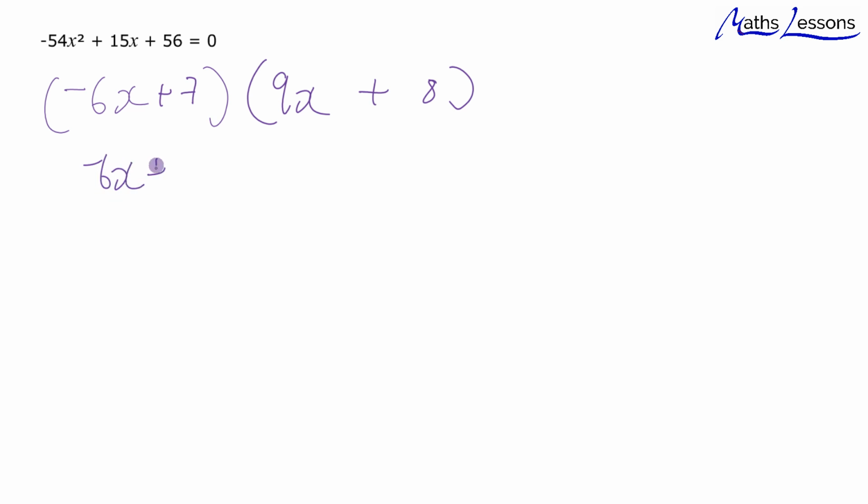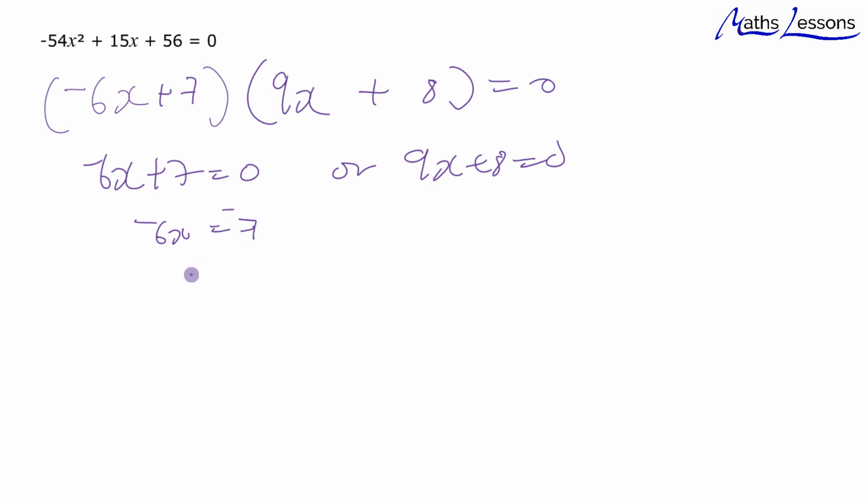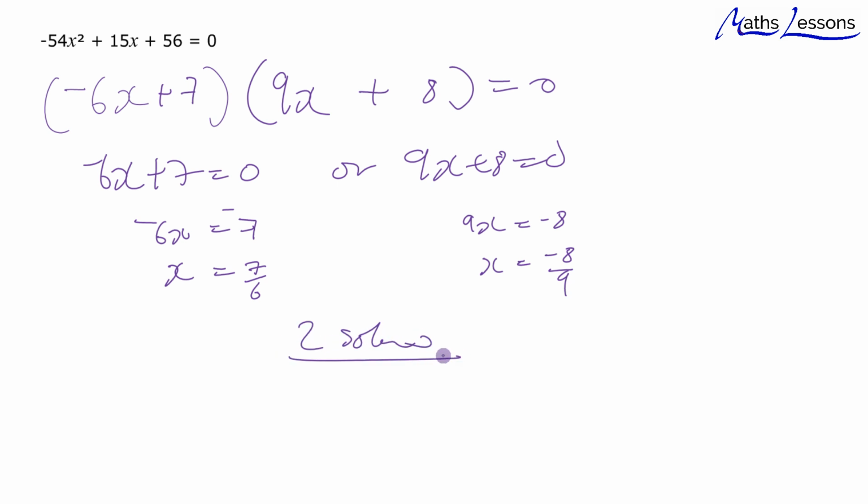So we get minus 6x plus 7 equals 0, or 9x plus 8 equals 0. So minus 6x equals minus 7. Therefore, x will equal minus 7 divided by minus 6, which is 7/6. And over here we get 9x equals minus 8, so x equals minus 8/9. So we have two solutions to this question.